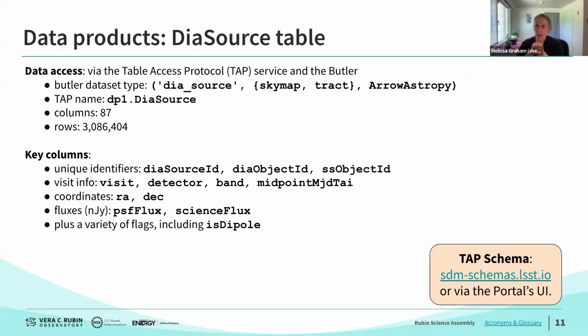For the DIA source table, you can access it via the TAP service or the Butler. If you're using the Butler to access the DIA source table, its dataset type is dia_source. And if you do go to the Butler and ask it for DIA sources, you will get them by tract.